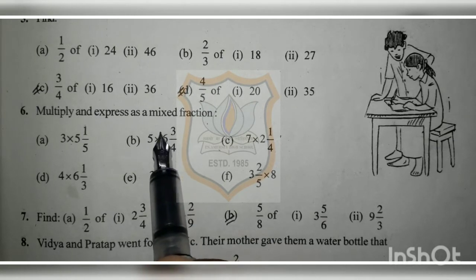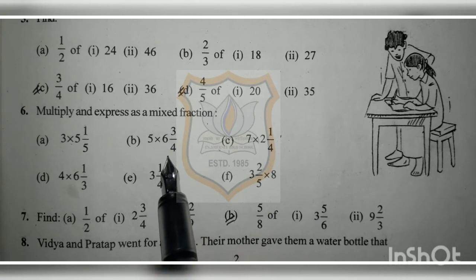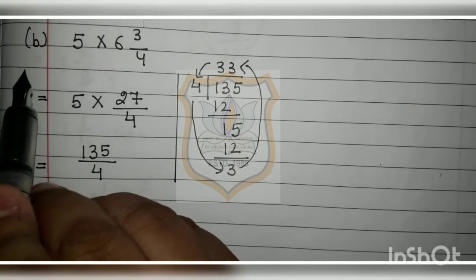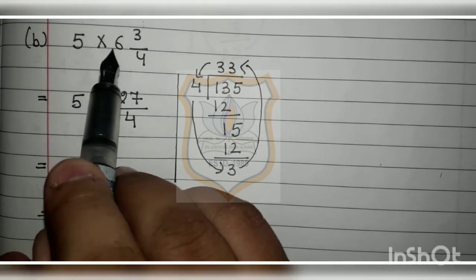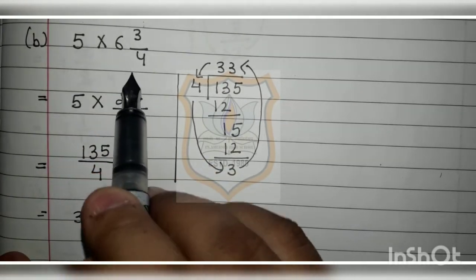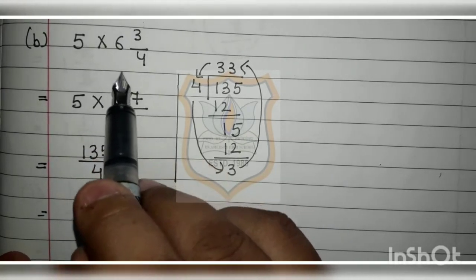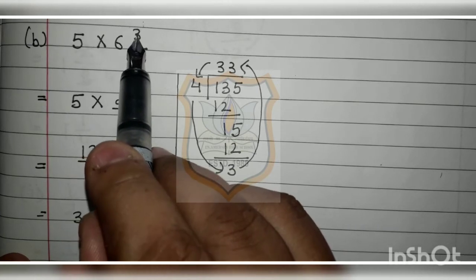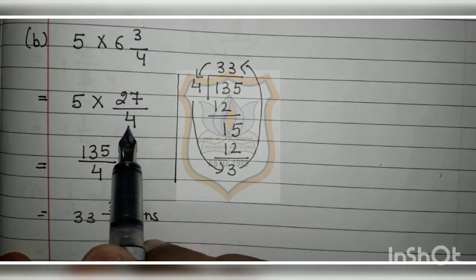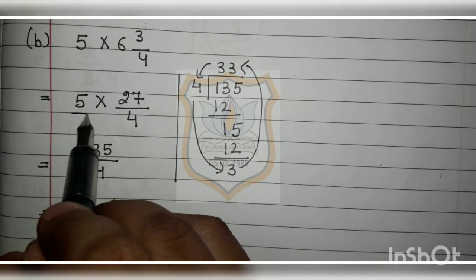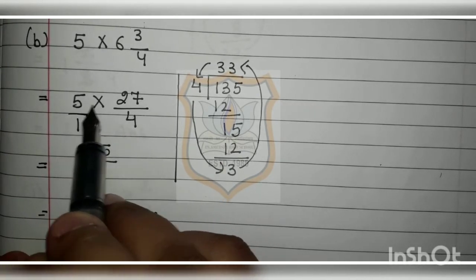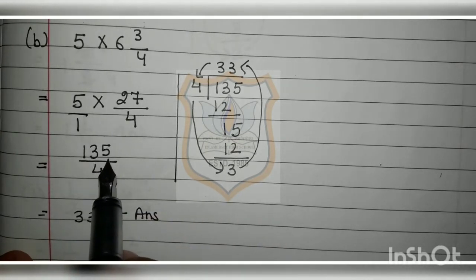Students, first we have to convert this mixed fraction into improper fraction, then we have to multiply 5 to it. B part of question number 6 is 5 into 6 integer 3 upon 4. As I told you, first we have to convert this mixed fraction into improper fraction. So 6 4s are 24, 24 plus 3, that is equal to 27 upon 4. Now we will multiply this 5 by 27 and this 1 by 4. 5 into 27, that is equal to 135 and 1 into 4, that is equal to 4.